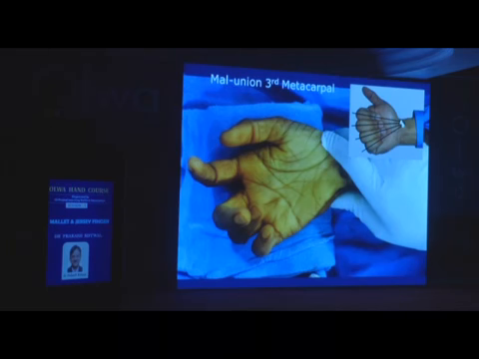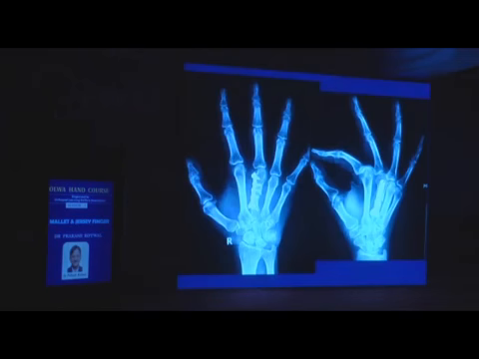That means there is a rotational malalignment, and this needs to be corrected. So go in again, do a corrective osteotomy, and try to fix it with a plate after correcting the rotation.